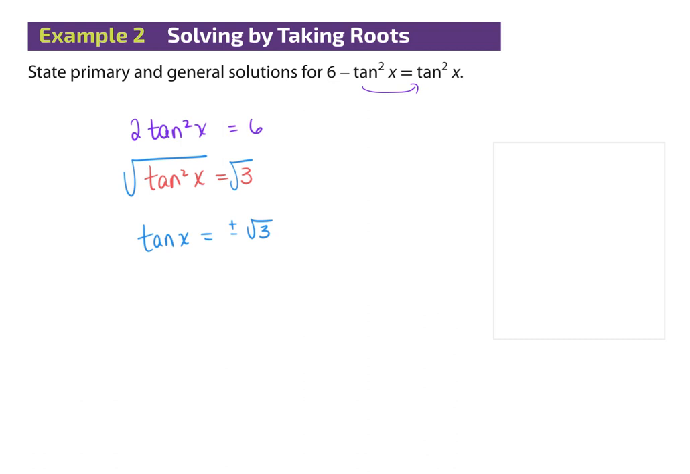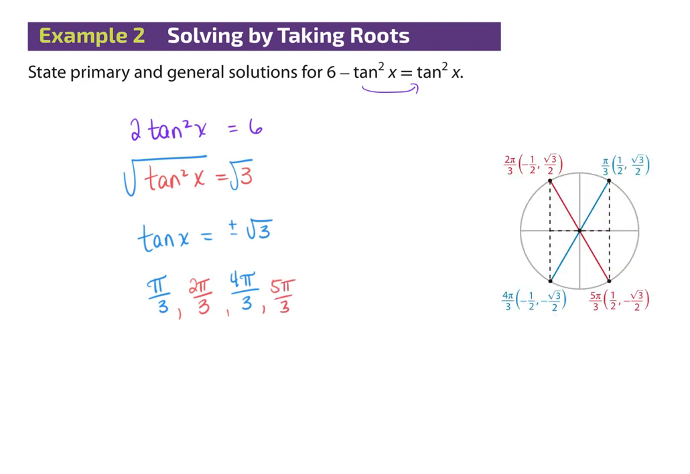Well, tangent is positive in the first and in the third quadrant. So whatever angle gives it to me is going to be both the first and third. And then it is also negative in the second and fourth. And so whatever gives me a square root of 3. These are my pi over 3s, or my 60-degree angles that give me these. So my positives are going to happen at pi over 3 and at 4 pi over 3, right? That's going to be the positive, positive, negative, negative. And then the negatives are going to happen at 2 pi over 3 and at 5 pi over 3.